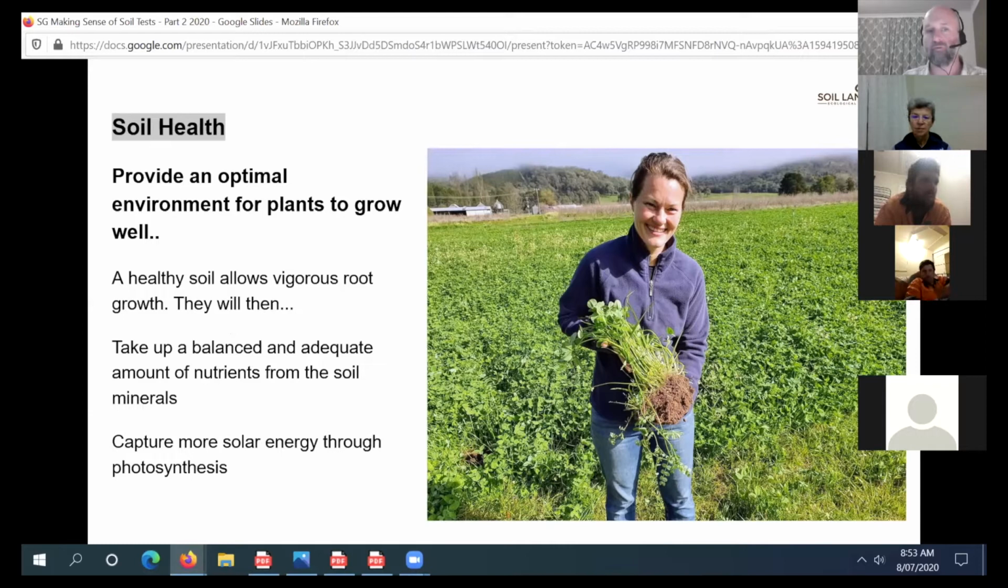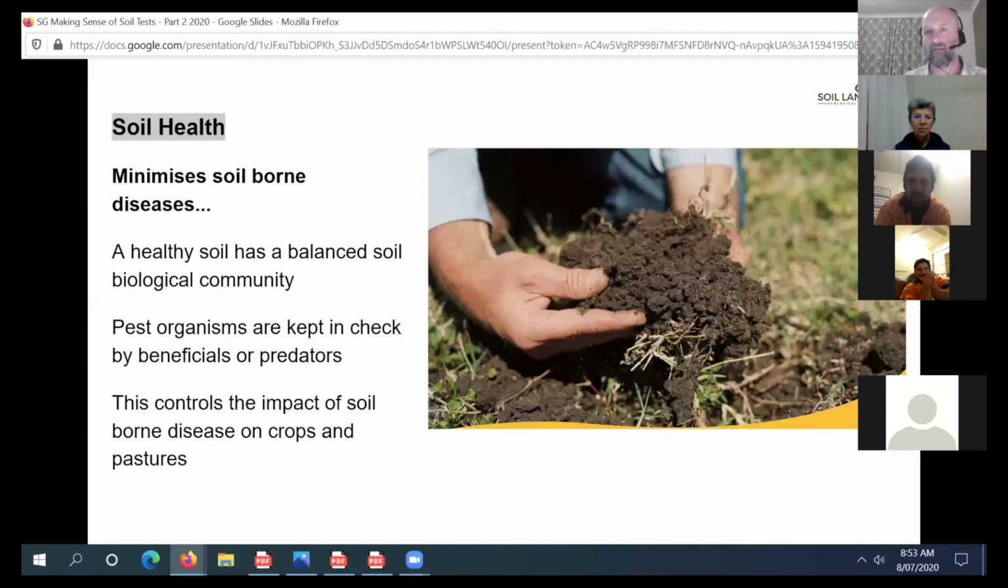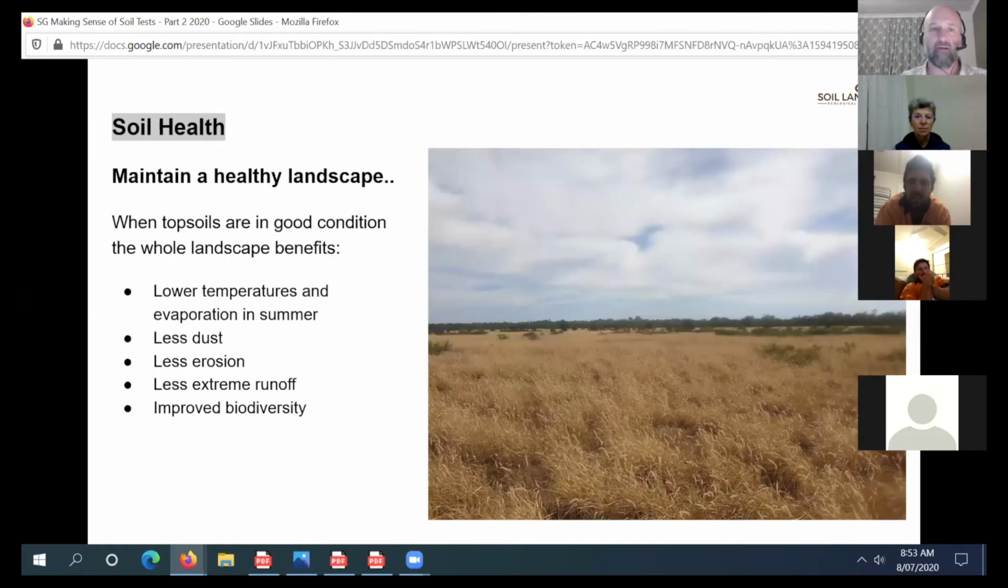The fourth one, which is not so relevant in grazing landscapes, but certainly if you're in cropping, is that when you have healthy soil, you have diversity in the soil community, and that keeps in check soil-borne diseases like fungal rots in roots and nematodes. So having that diversity in the soil community, which is part of soil health, helps with that as well. Not so relevant in grazing landscapes where you usually have that to some extent anyway.